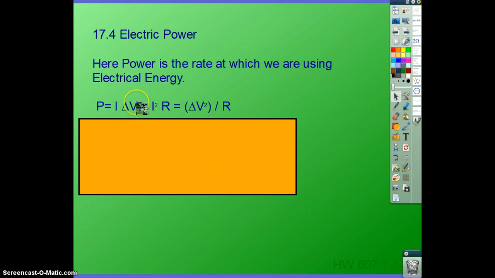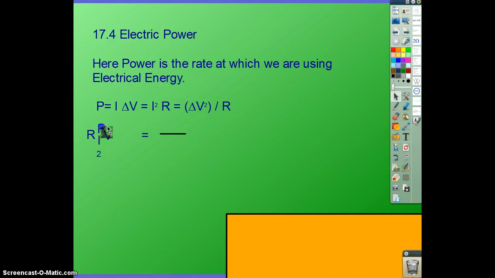Now, you can resolve it, and we can use Ohm's law and insert it in various ways. We can say power equals I squared R, and power equals V squared over R. But let's go through that a little bit slower and say that power equals I times V. Then we can say that power equals I squared times R. And we can say that power equals V squared over R. So there's your three ways of writing power.